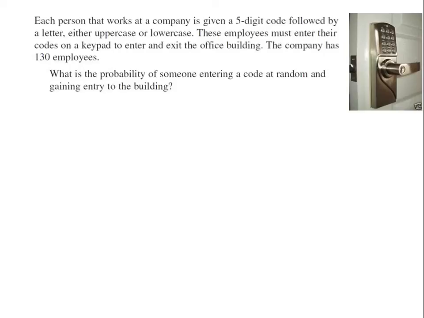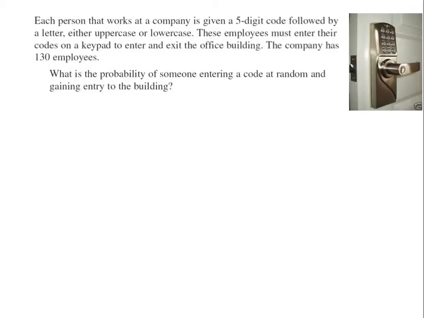These employees must enter their codes on a keypad to enter and exit the office building. The company has 130 employees. That's a lot. What is the probability of someone entering a code at random and gaining entry to the building? So we have to also apply this to probability. Now remember, in this case, it is theoretical probability, because we can technically list out all the outcomes. It would be a very large list, but nevertheless, it would be there.